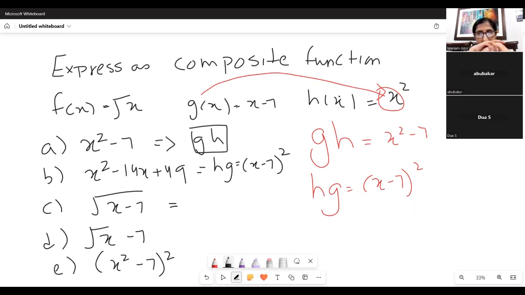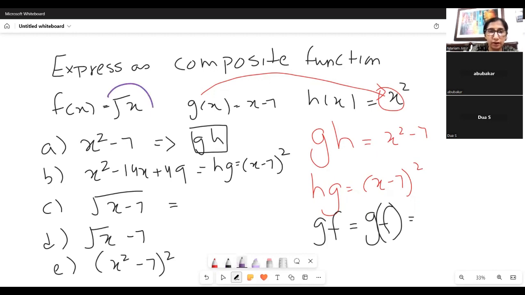Miss, gf. g क्या? gf. ठीक है. आप कह रहे हो कि g में f को डाल देना है. ये कह रहे हो. ठीक है. जी. g के अंदर f को डाल देना है. तो अगर हम g के अंदर f पुट कर रहे हैं तो ये इधर आ जाएगा.